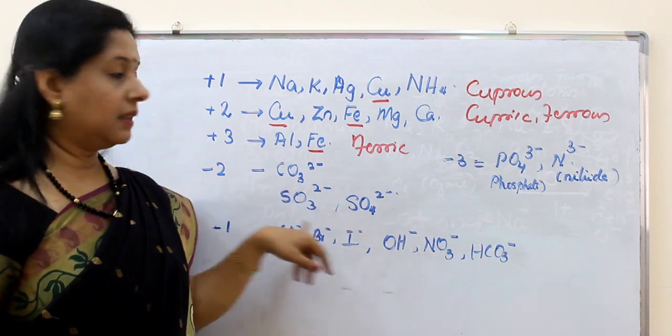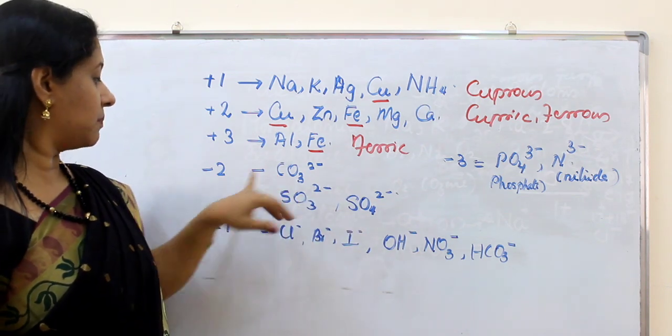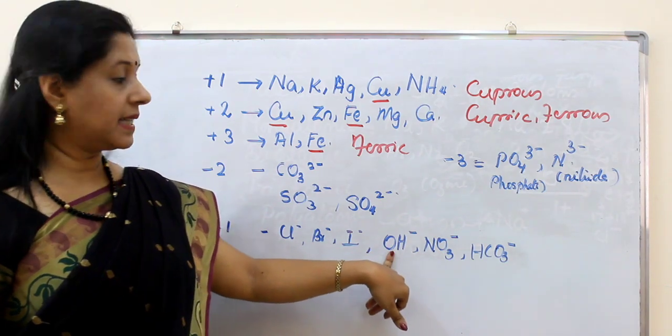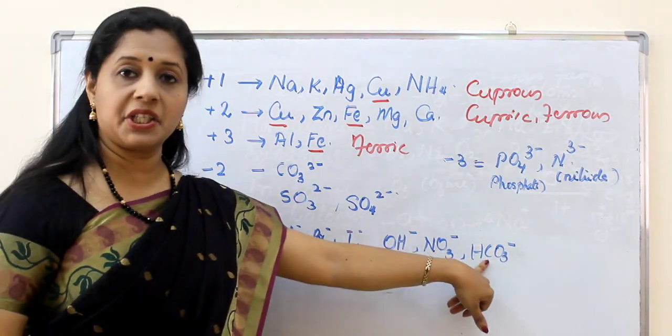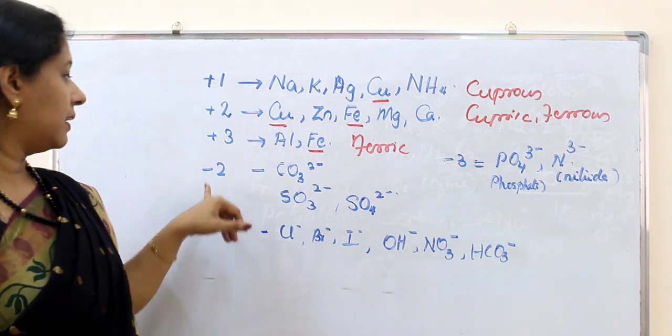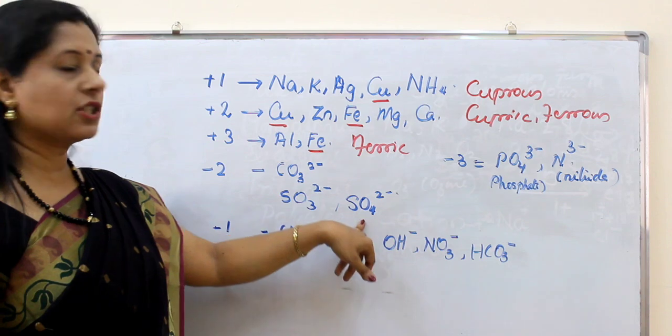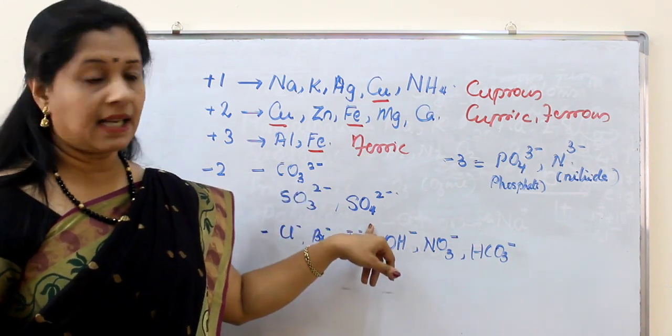Then among the negative ions, we'll see minus 1 first: chloride, bromide, iodide, then hydroxide, nitrate, hydrogen carbonate, all these are minus 1. Whereas for minus 2, only 2 we will be using, that is CO3 2 minus and SO4 2 minus, carbonate and sulfate.